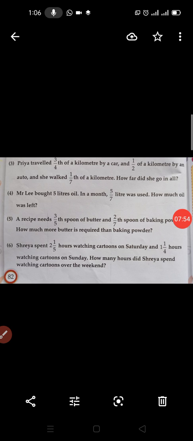See here, the fourth question. Mr. Lee bought 5 liters of oil. In a month, 5 by 7 liter was used. How much oil was left? So total 5 liters. Out of this 5 liters, 5 by 7 liter was used. Then how much is left? You have to find out here. Subtraction. Subtract the whole 5 liters minus the used 5 by 7th. So look at this solution.